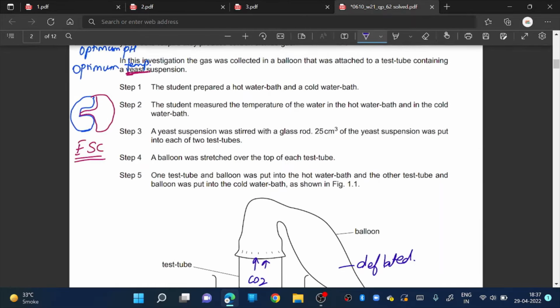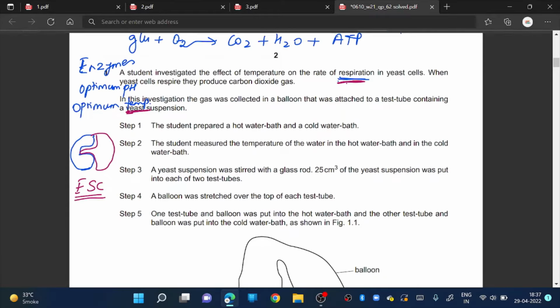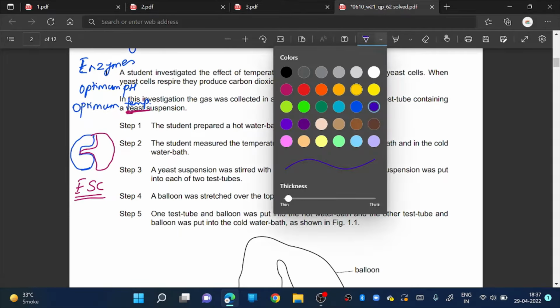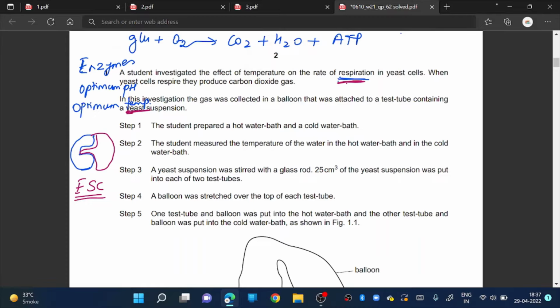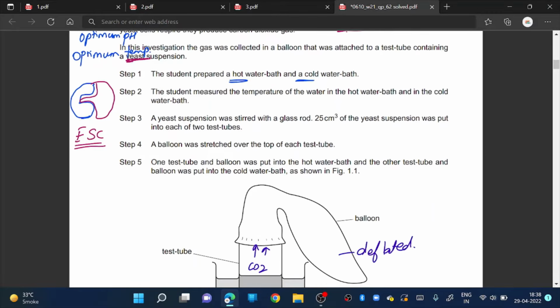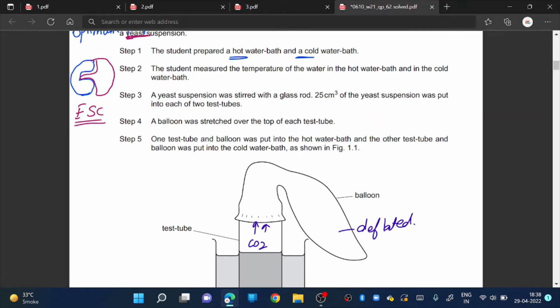Okay, so what are the steps that were taken while doing this experiment? The student prepared a hot water bath and a cold water bath. Here the student is trying to investigate the reaction of respiration under different temperatures, so that is why the hot and cold water baths. The student measured the temperature of the water in the hot water bath and in the cold water bath.